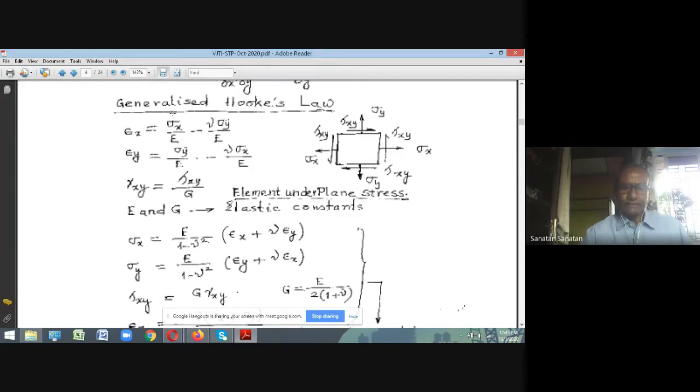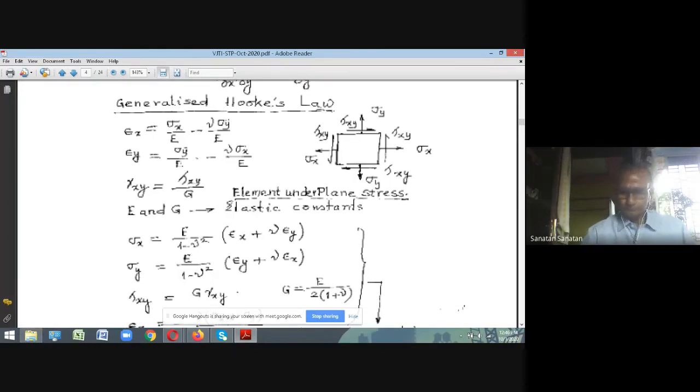Epsilon x gives you linear strain sigma x by E minus nu times sigma y by E. That nu is the Poisson's ratio effect, the cross effect. So epsilon x is given by this, and epsilon y in the same manner is sigma y by E minus nu times sigma x by E. So this is the Poisson's ratio effect, and it gives you Hooke's law. And what about the shear strain? Shear strain gamma xy is given simply by tau xy divided by G. And G is the rigidity modulus and E is the elastic modulus.